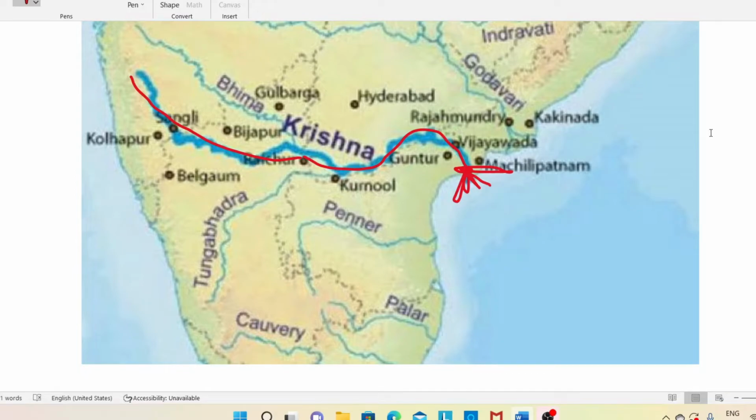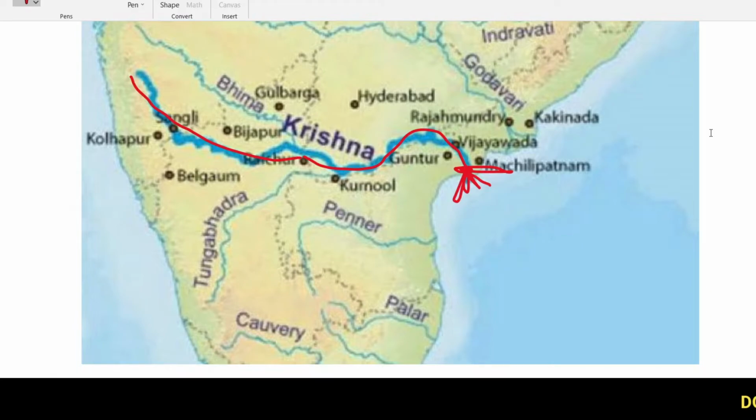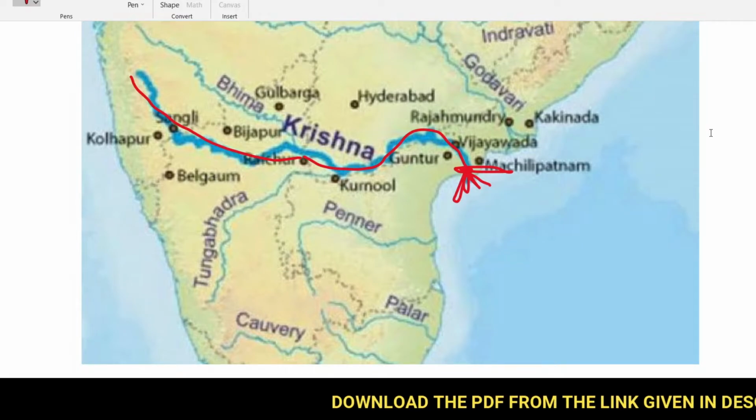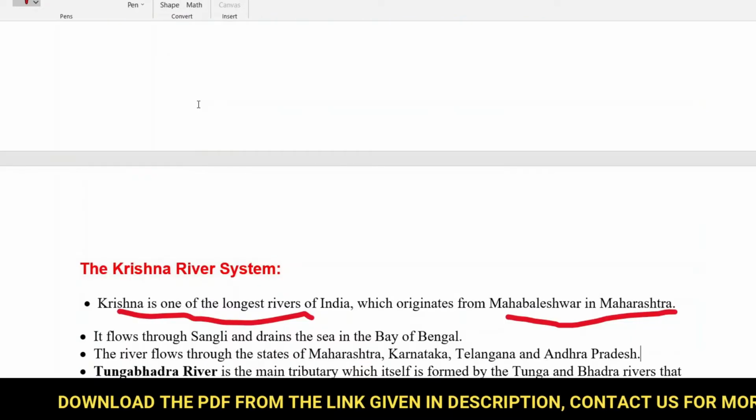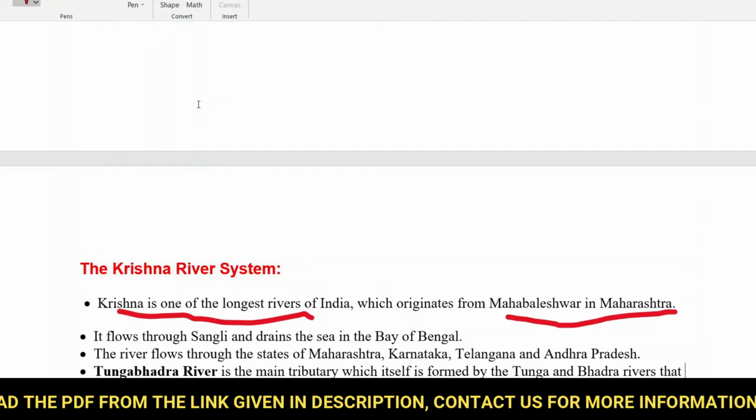Another important point is that the Tungabhadra river is the major tributary, which itself is formed by the Tunga and Bhadra rivers that originate in the Western Ghats. The Tungabhadra river is the major tributary to the Krishna river. This is about another east flowing river, that is the Krishna river.